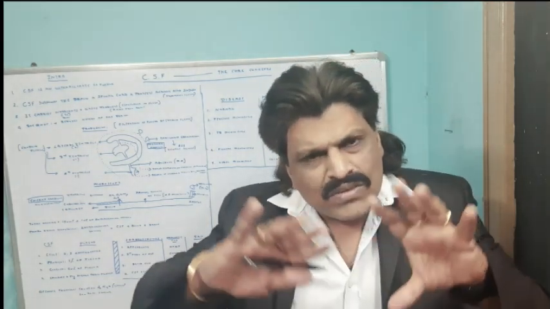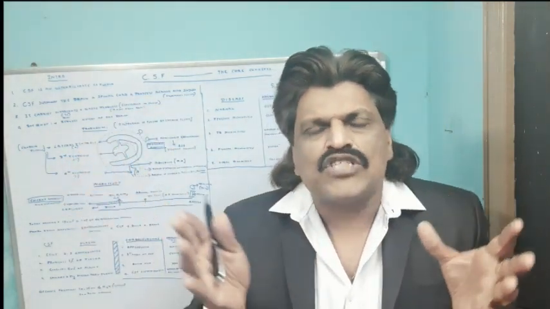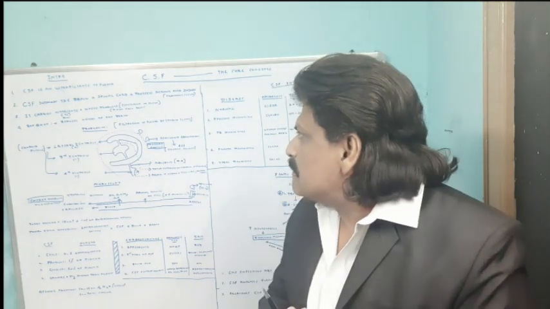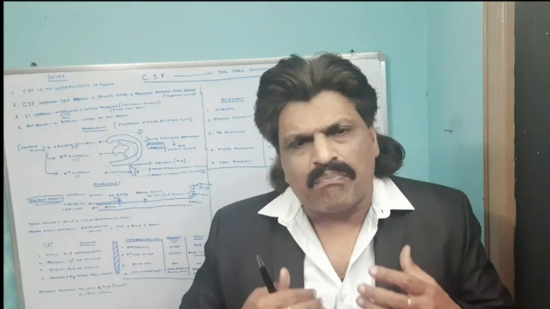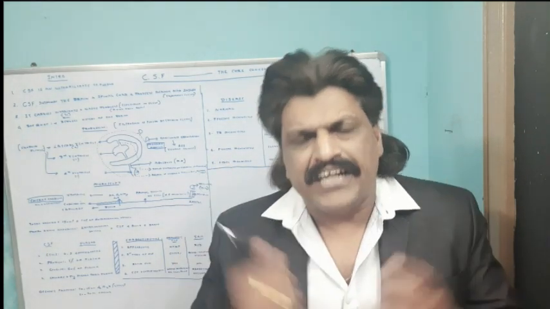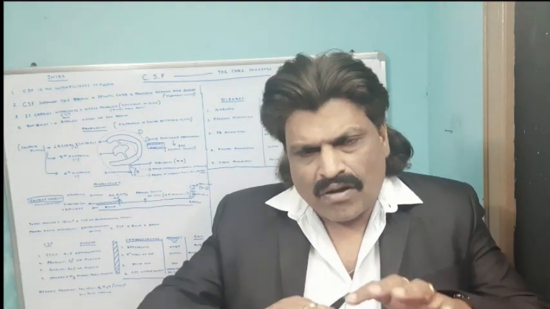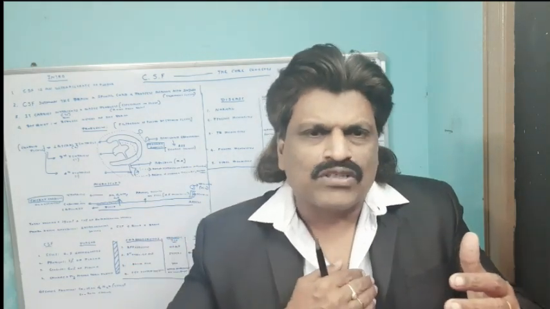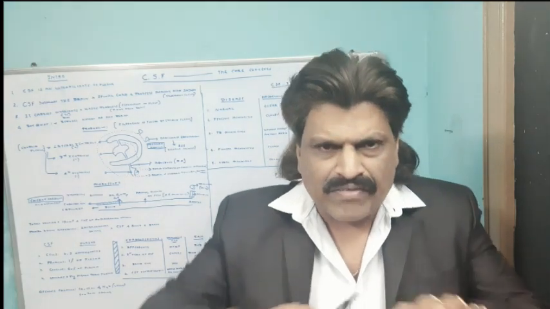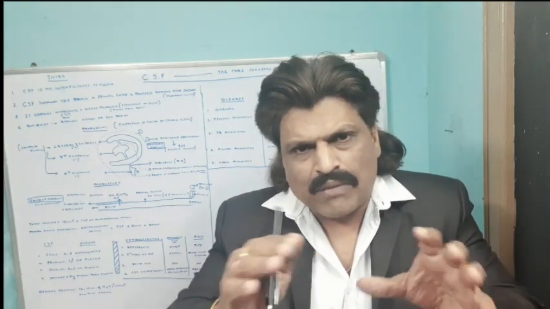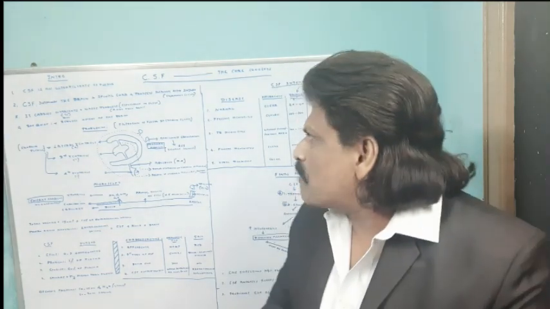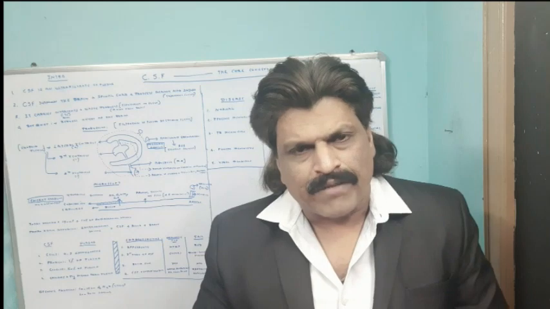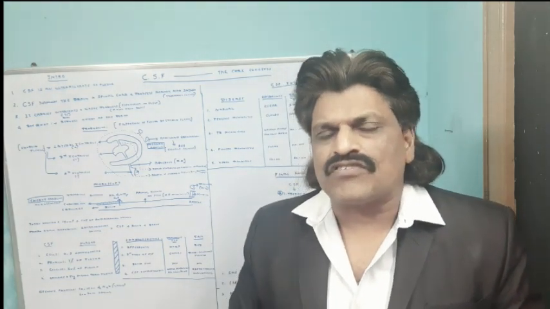Cerebrospinal fluid surrounds the brain and spinal cord and acts as a cushion and protects against head injury. Because there is cerebrospinal fluid, when there is head injury, the brain does not hit against the skull straight away, because there is a protective cerebrospinal fluid which surrounds the brain and spinal cord. So it protects the brain against head injury, one of the important functions of the cerebrospinal fluid.